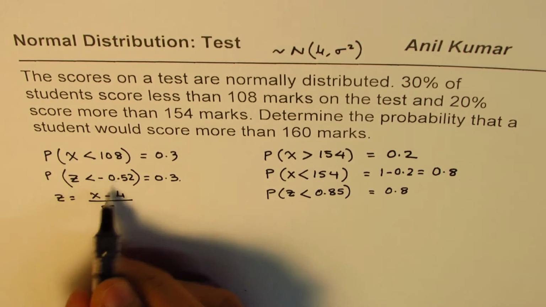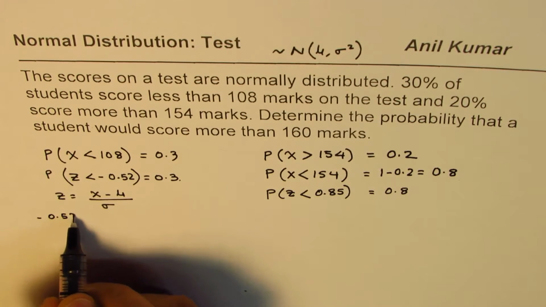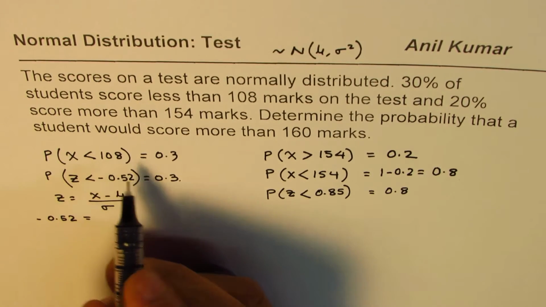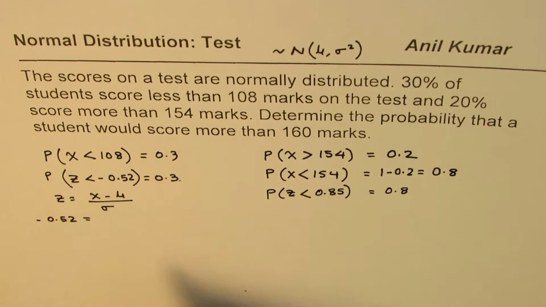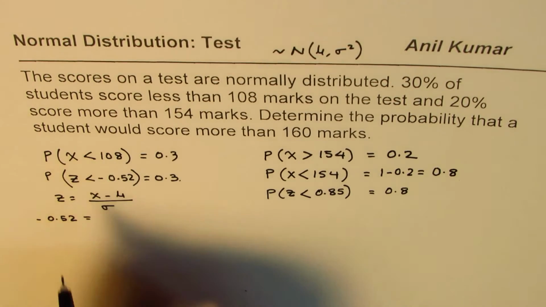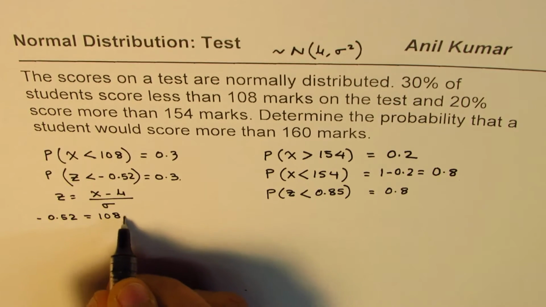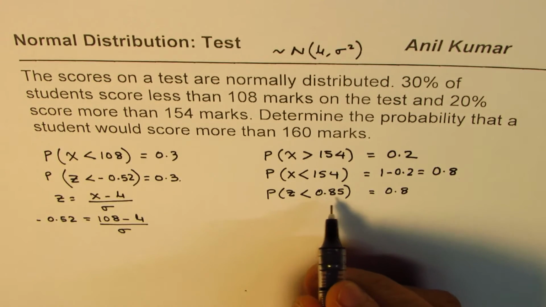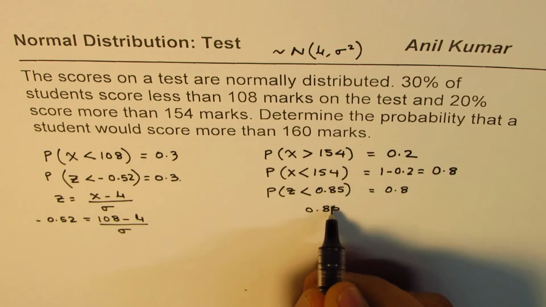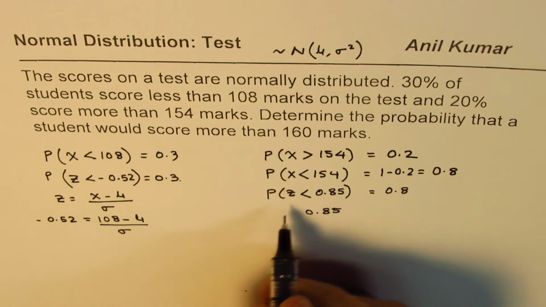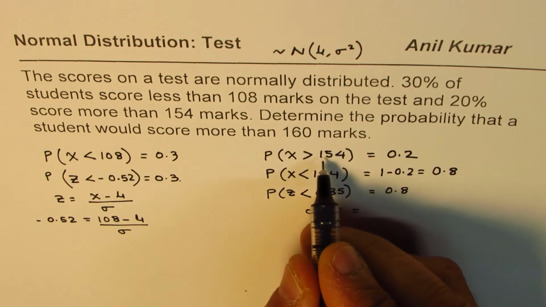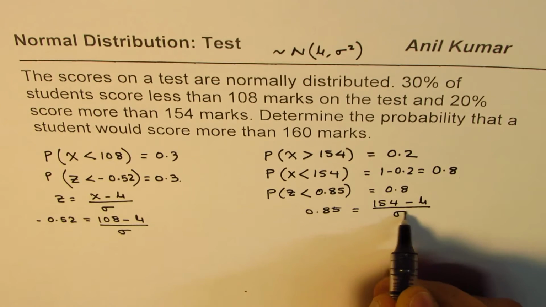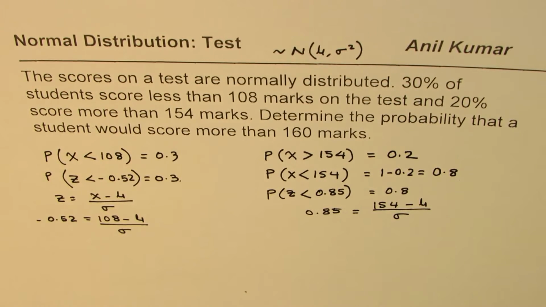Z-score is minus 0.52. We don't know what mu and sigma are in this case, but we know x, which is 108, right? It's different from the previous ones, right? So 108 minus mu over sigma. That was the whole idea, right? Two variables to be found. And in this case, the z-score is 0.85, which should equal 154, the value of x, minus the mean, divided by the standard deviation. Correct. So that is what we get, right?